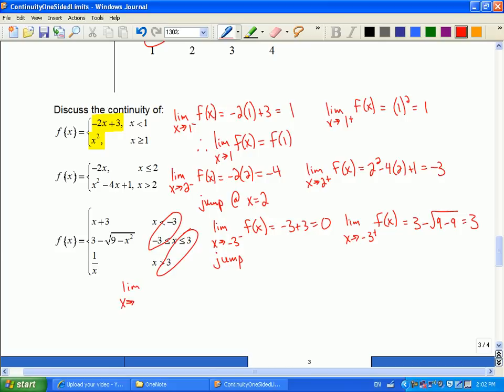Limit as x goes to positive 3 this time. And I'll go from the left-hand side. That'll be 3 minus root 9 minus 9, so that's 3. And the limit as x goes to 3 from the right-hand side of f of x is just 1 over 3. So there again, another jump discontinuity there.